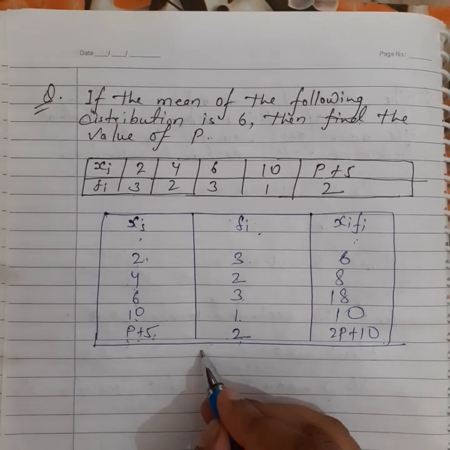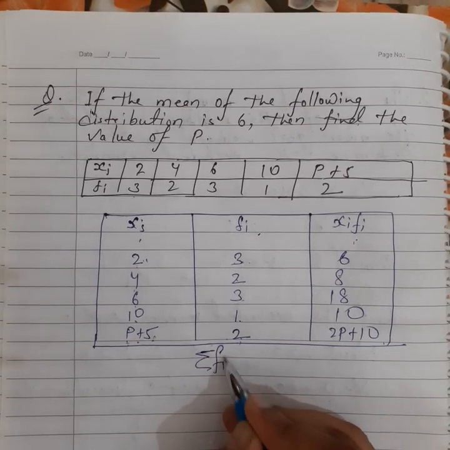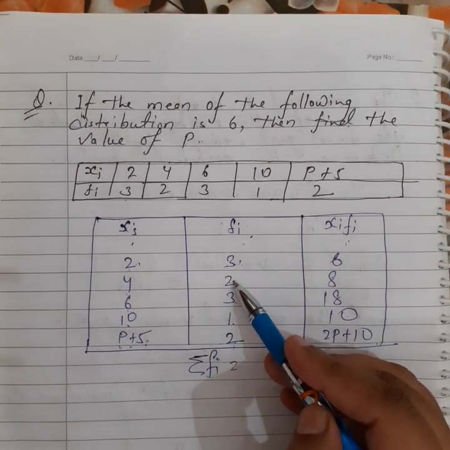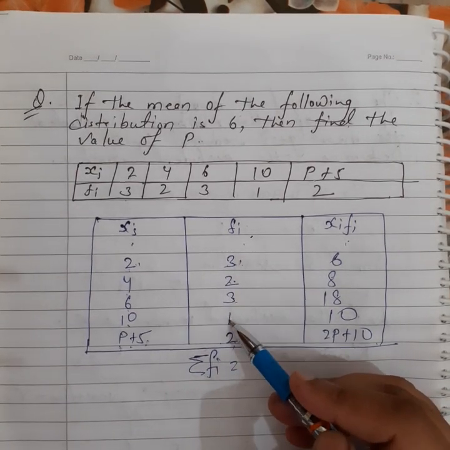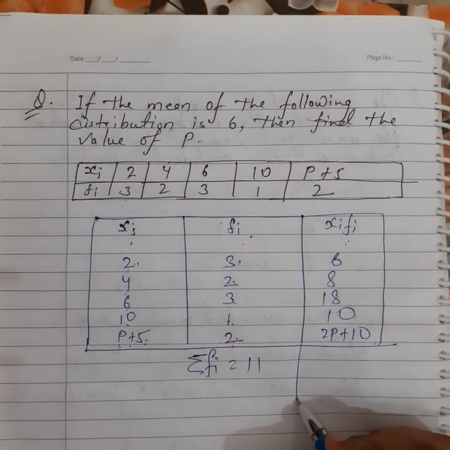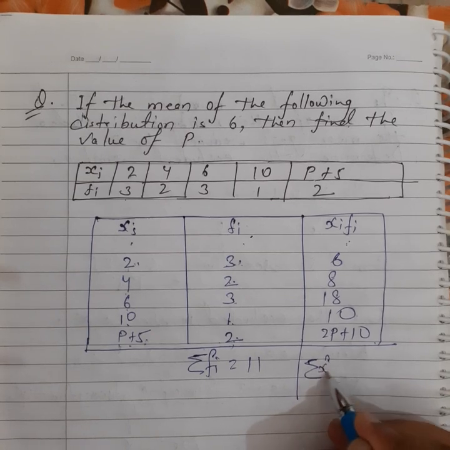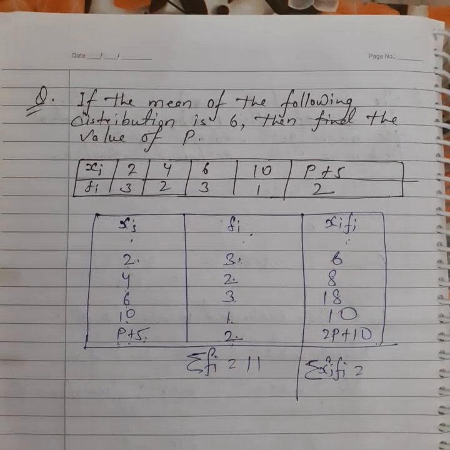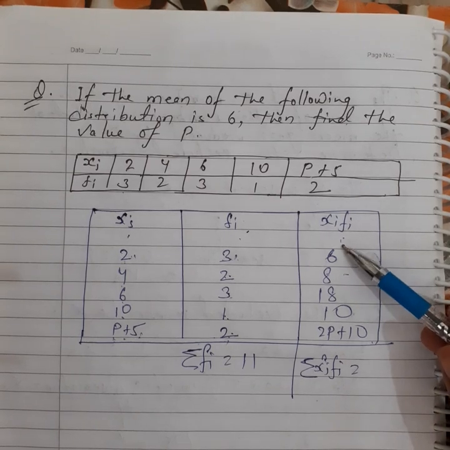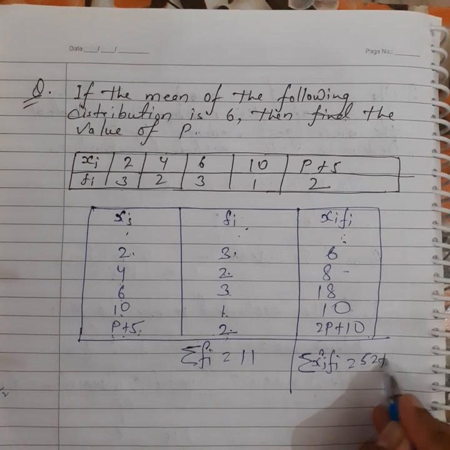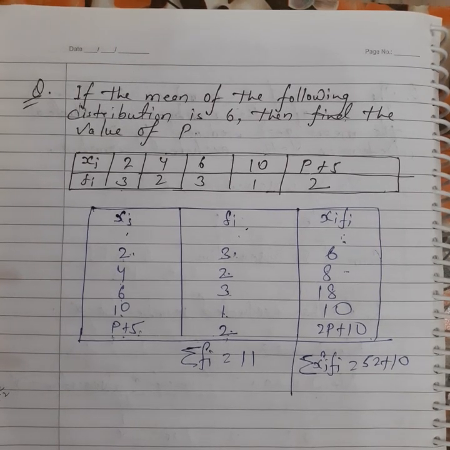Now what do we find here? We find sigma fi, that is the summation of all the frequencies. 3 plus 2 is 5, 5 plus 3 is 8, 8 plus 1 is 9, 9 plus 2 is 11. And what do we find here? Sigma xi fi, that is the summation of all these. 8 plus 6, we get 52 plus 10.